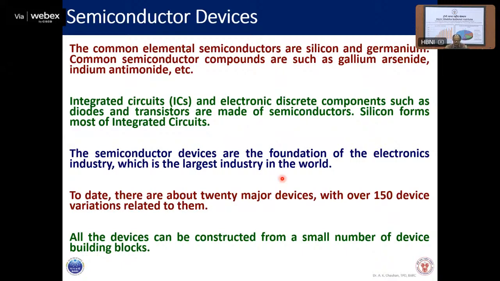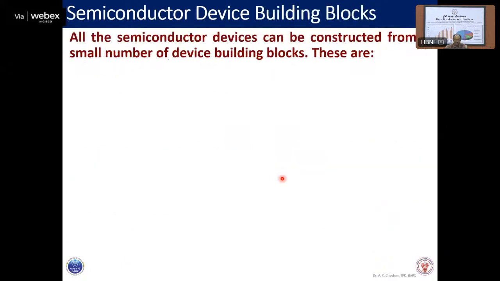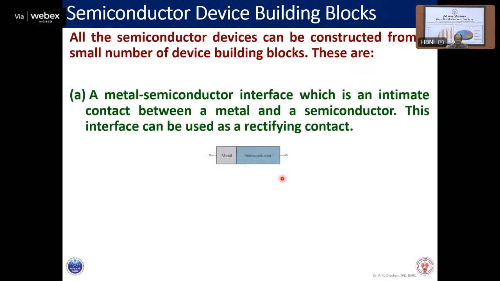So there are four kinds of device building blocks. I will explain very quickly one by one. All the semiconductor devices can be constructed from a small number of device building blocks. Number one is the metal semiconductor interface. In this you have a metal and you have a semiconductor.